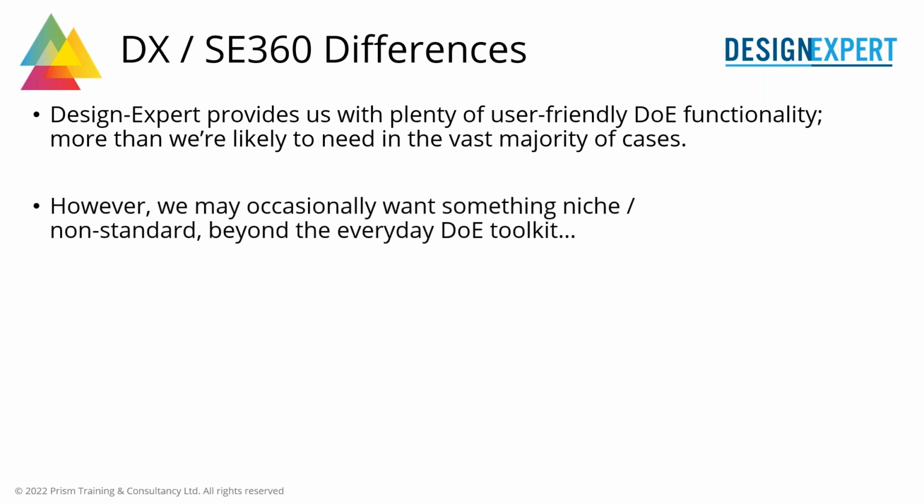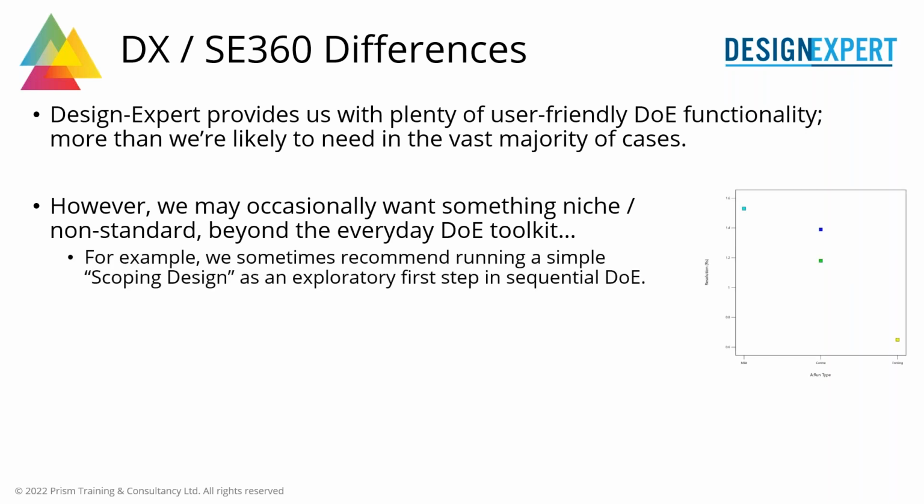But there's always the exception to the rule, isn't there? And occasionally we may wish or need to do something that's just outside the scope of the standard toolkit. As one simple example, in some of the training courses that we deliver, we suggest to people that they might want to consider something called a scoping design as a very simple exploratory first step before they embark upon a proper set of DOE studies.